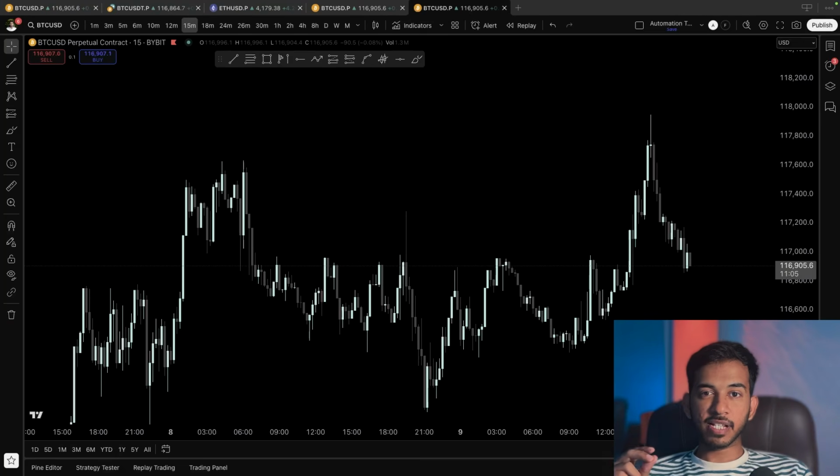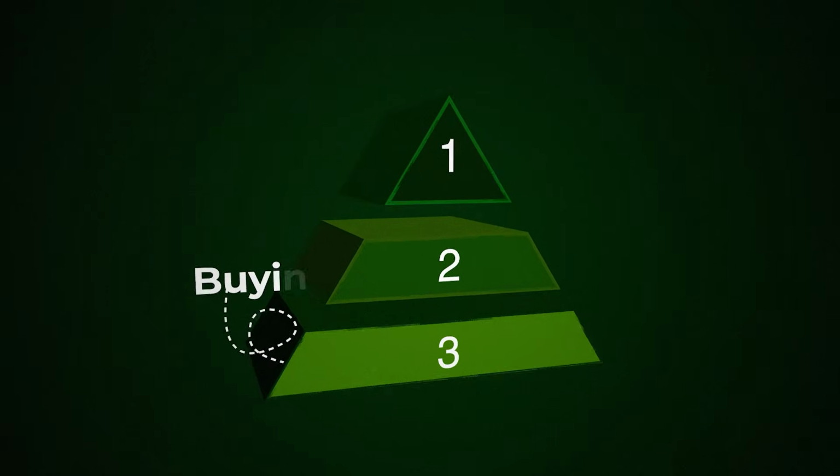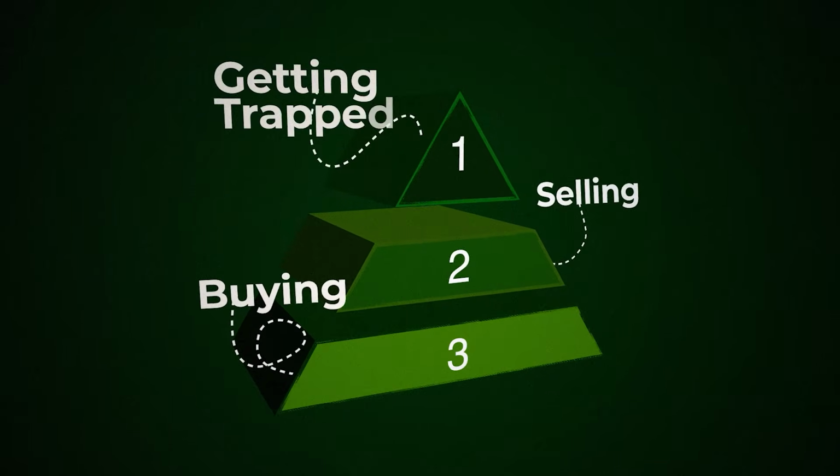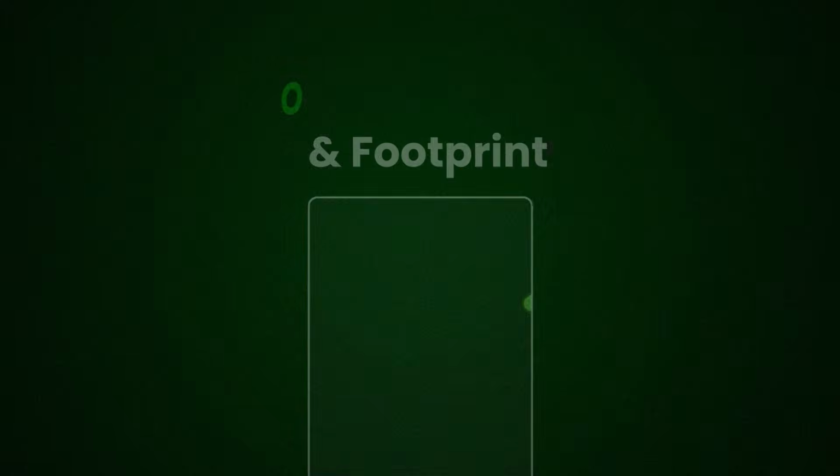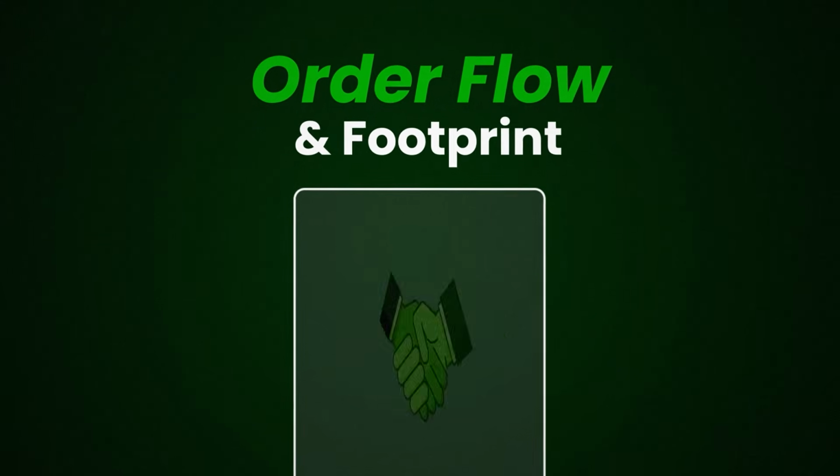Most people see candlesticks. I see exactly who's buying, who's selling, and when they are getting trapped. And that's why order flow and footprint is a game changer.